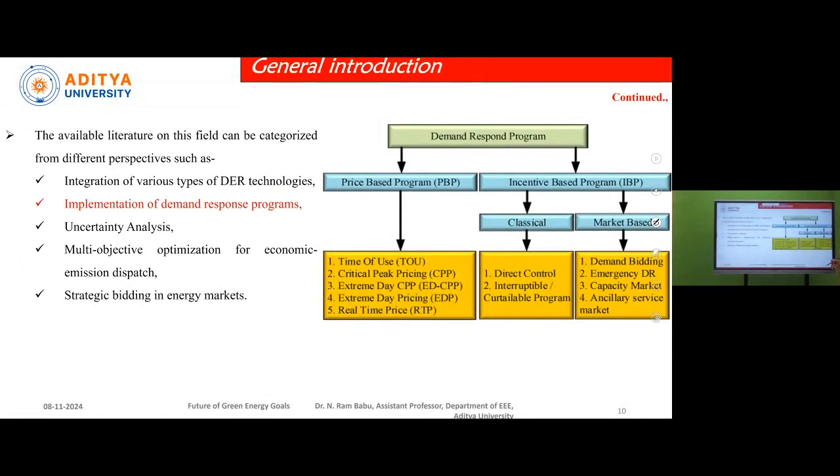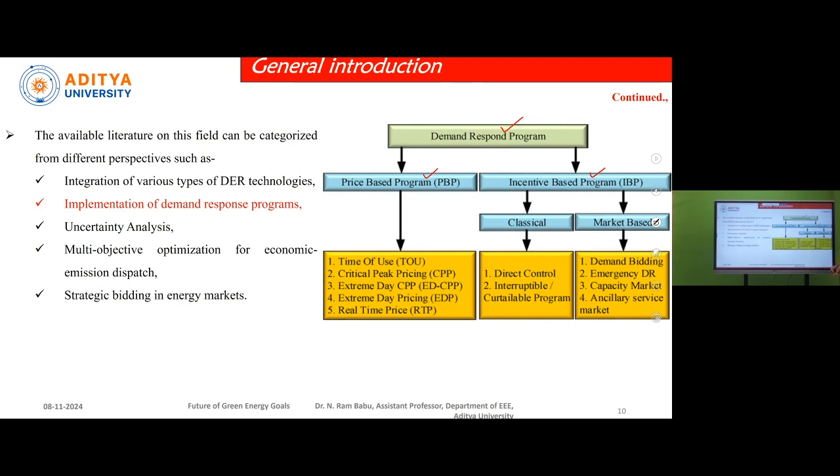Next one is implementation of demand side response programs. Mainly, demand side response programs are divided into two categories. First of all, why do we need a demand response program? In a demand response program, we give commands to our loads in such a way that we earn more profits. So the first one is the price based program and the second one is the incentive based program.